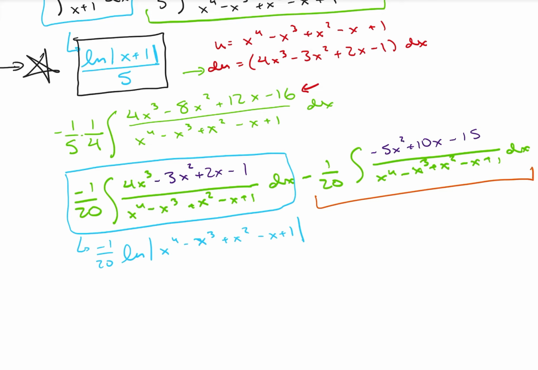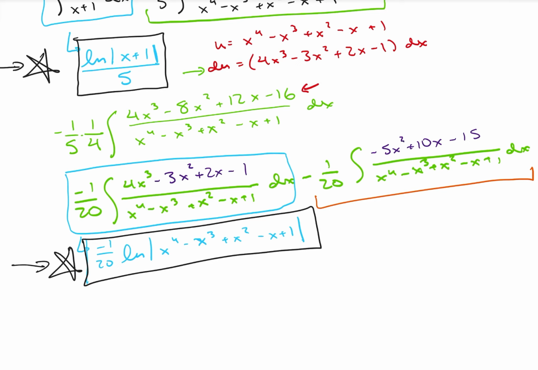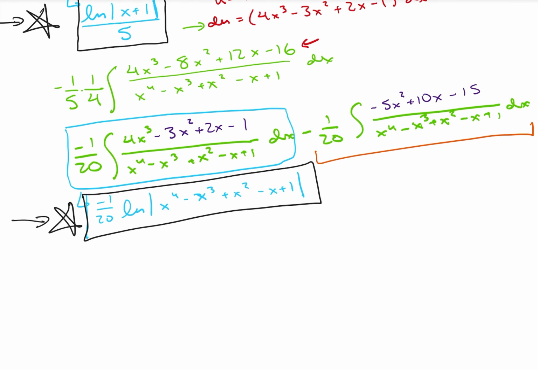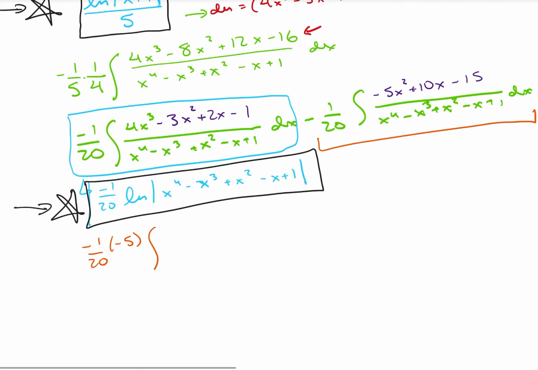Okay, so let's go ahead and look at this integral over here. So this is my new subject. I'm going to go ahead and block off this other portion of the answer that I've arrived at, because I'm going to need to come back to that later. And let's look at this new integral. So I have negative 1 over 20, and I'm going to pull out a negative 5 from the top there. And now I'm going to have the integral of x squared plus 2x minus, let me check, I'm going to fix the signs in a second. So since I took out a negative, it's going to be minus and plus. And in the denominator, I'll still have x to the 4th minus x cubed plus x squared minus x plus 1.